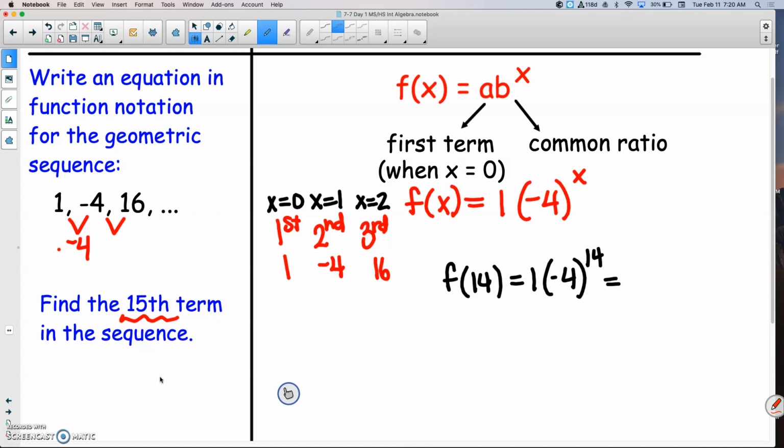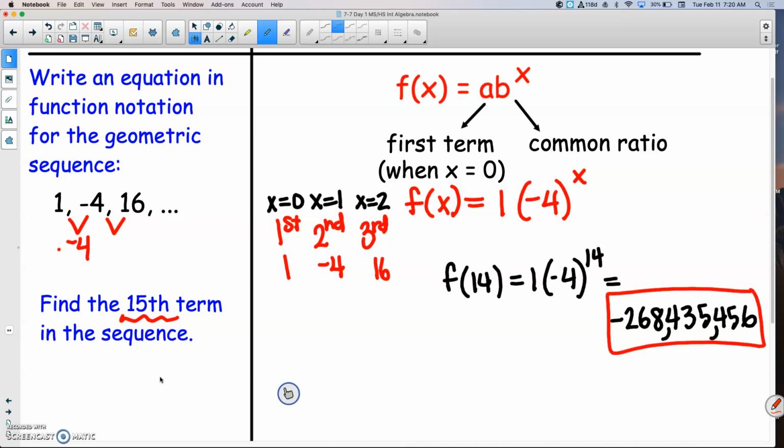This is a huge number. So -268,435,456. Now double check this just to make sure. So -4 to the 14th power. So the only thing that's off is it should not be a negative, because if you have a negative to an even power like 14, it would be positive.